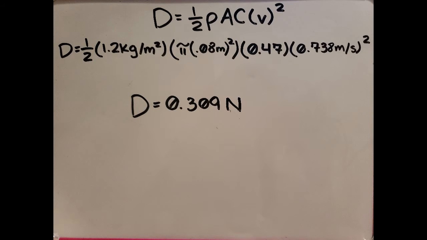Now we've found all we need to start plugging things into our formula. Air density typically has a value of around 1.2 kilograms per cubic meter. Since the balloon is a sphere, its cross-sectional area is pi times the radius squared. The diameter was 16 centimeters, making the radius 8 centimeters, or 0.08 meters. The typical drag coefficient for a sphere is 0.47, and the velocity we just found was 0.738 meters per second.